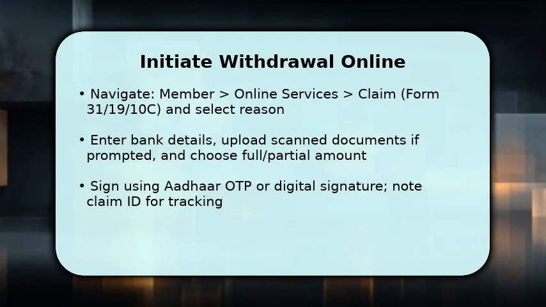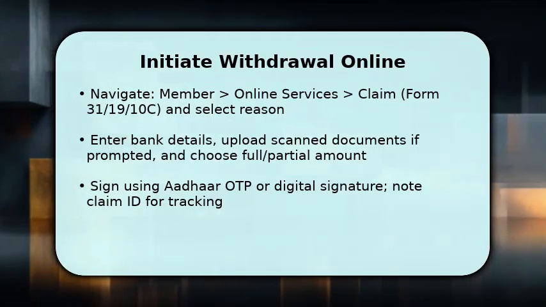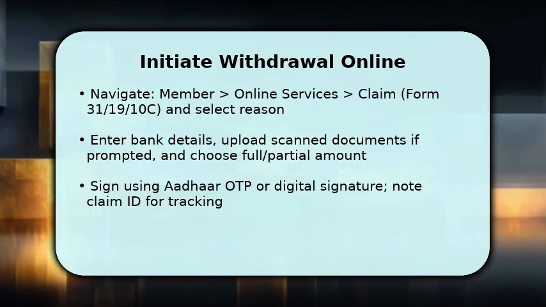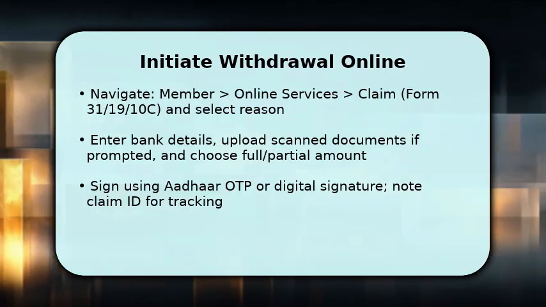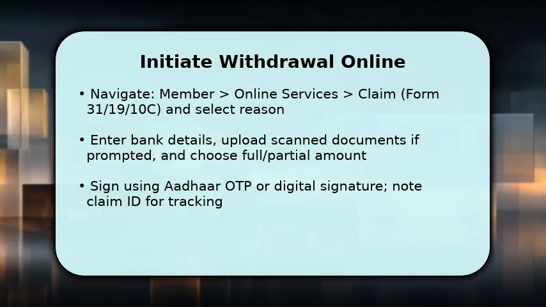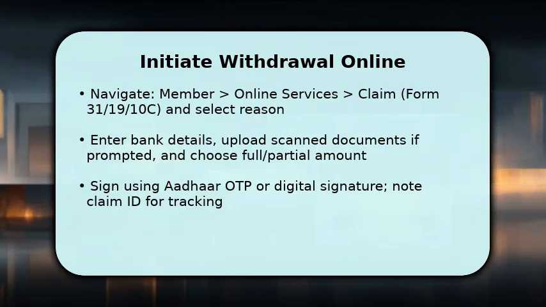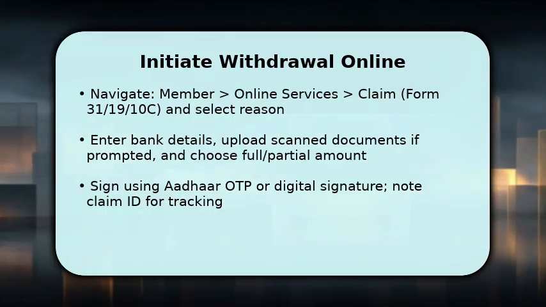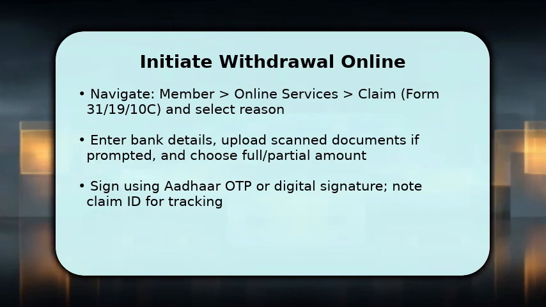You now initiate the withdrawal online through Member Online Services claim. Select the correct claim type, Form 19 for final settlement, 10C for pension withdrawal, or 31 for partial withdrawal, and state the reason. Enter and confirm bank details and upload any required scan documents. Then authenticate your request using Aadhaar OTP or digital signature. This is the legal verification step. Once submitted, note the claim ID. It lets you track status and contact support if processing stalls.